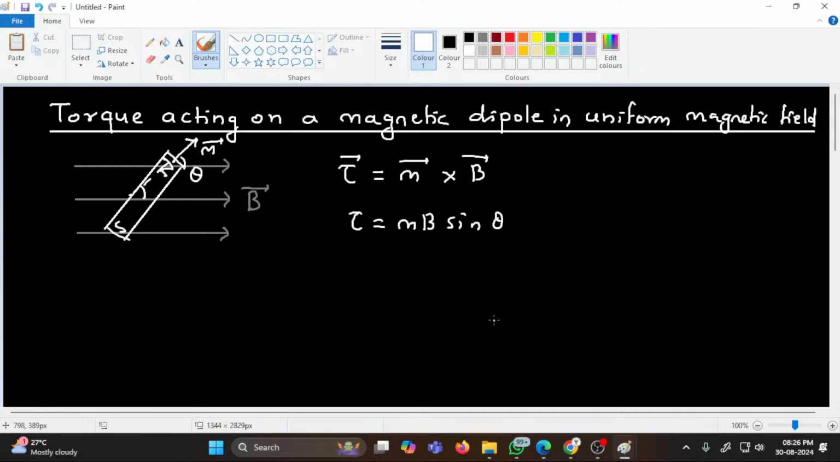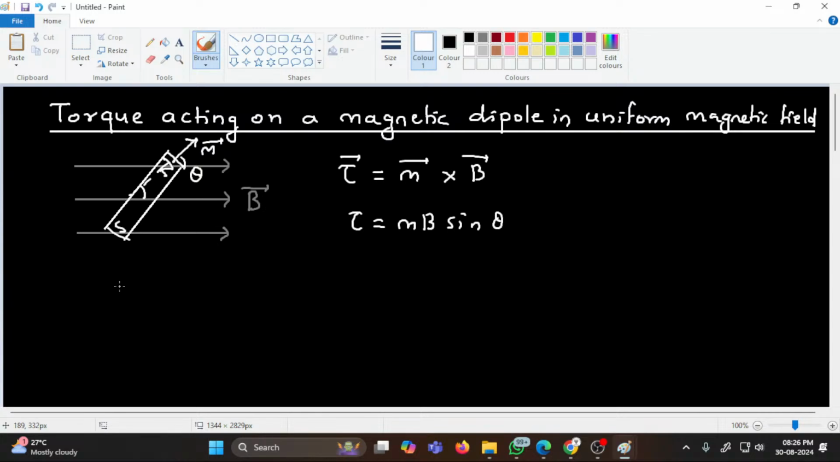mB sin theta, where theta is the angle between m bar and B bar. Due to the torque, the bar magnet will undergo rotational motion. Whenever a displacement, linear or angular, is taking place, work is being done. Such work is stored in the form of potential energy. So how can we find the potential energy?